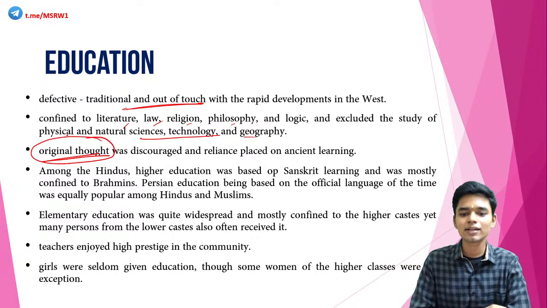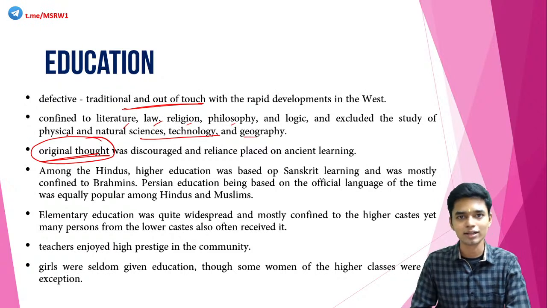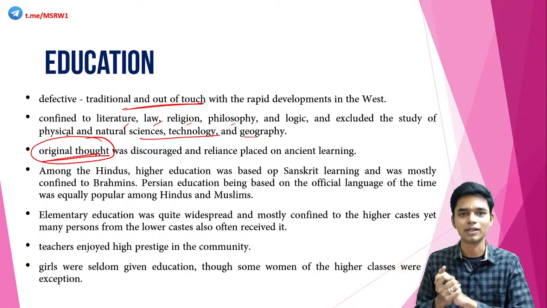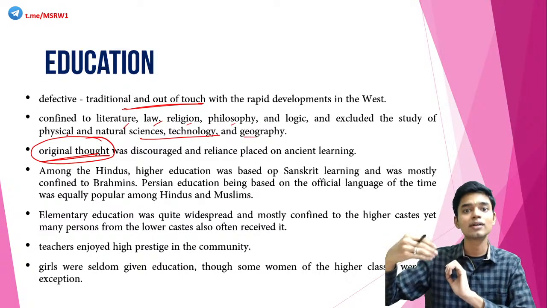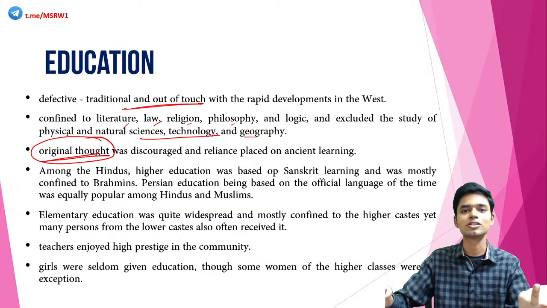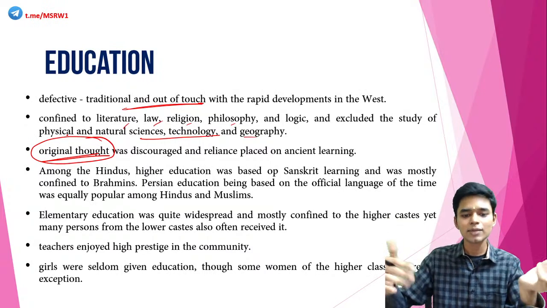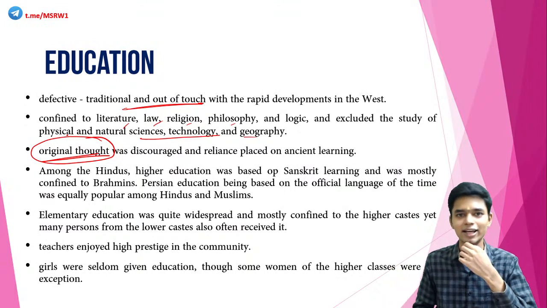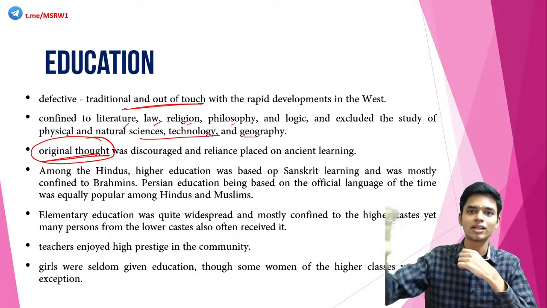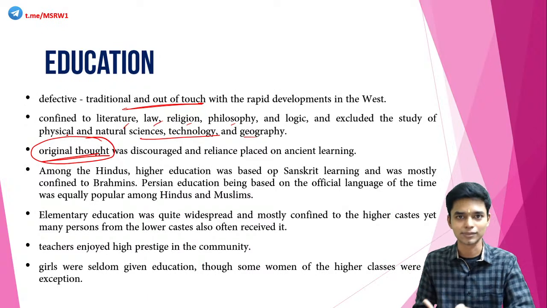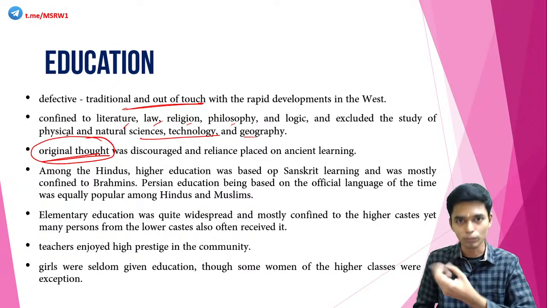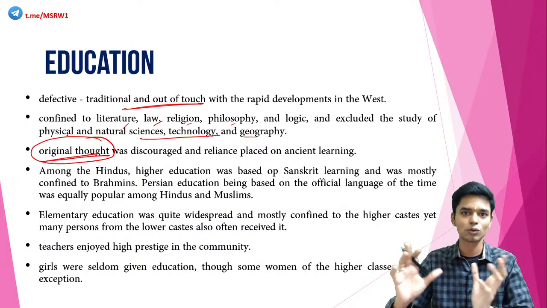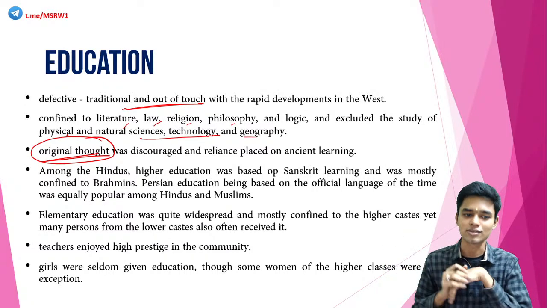As far as Hindus were concerned, their education was done in the Sanskrit language, and the learning was mostly confined to Brahmins. The education was imparted through temples and educational institutions surrounding the temples. Similarly, for Muslims, it was given in the Persian language, and this education was given to them through maktabs or madrasas, through mosques, etc. So religious institutions played a huge role in education in the medieval society.